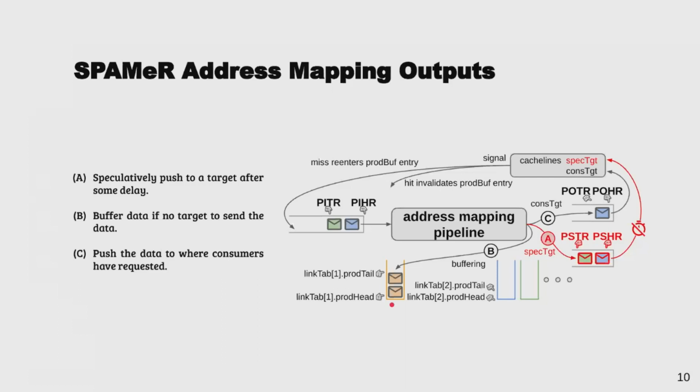Depending on whether the message is filled into the consumer cache line successfully or not, the message might enter the address mapping pipeline again. This retry mechanism has been established in the Virtual Link architecture already. So the only new thing added by SPAMeR is just the speculative push path.